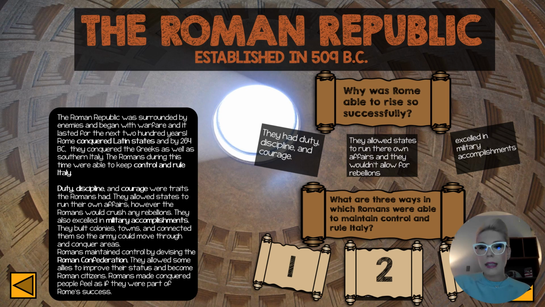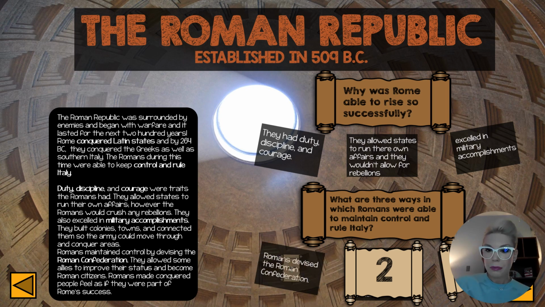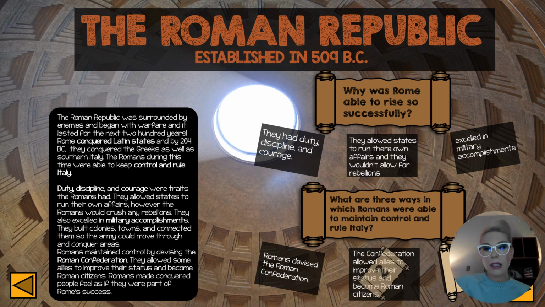So what are three ways which Romans were able to maintain control and rule Italy? Okay, they devised the Roman Confederation. The Confederation allowed allies to improve their status and become citizens, and they made people feel a part of this growing empire.